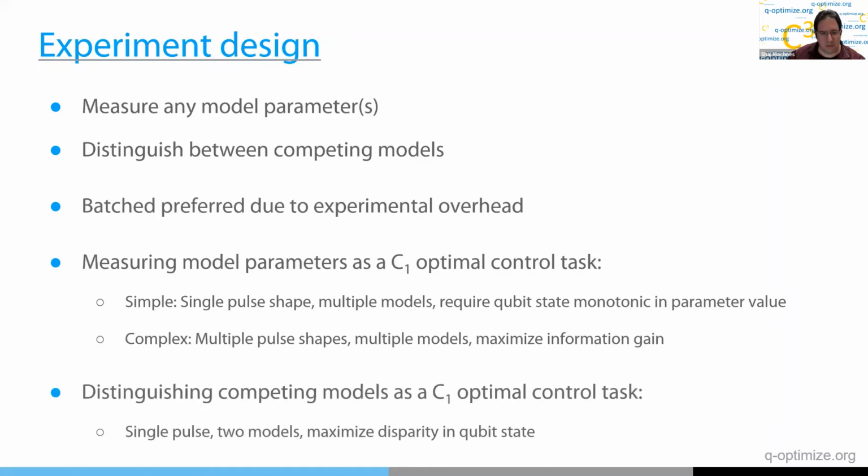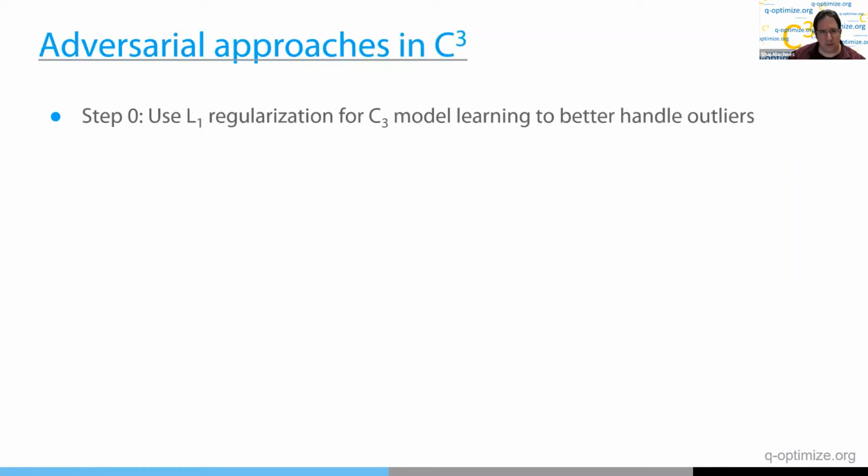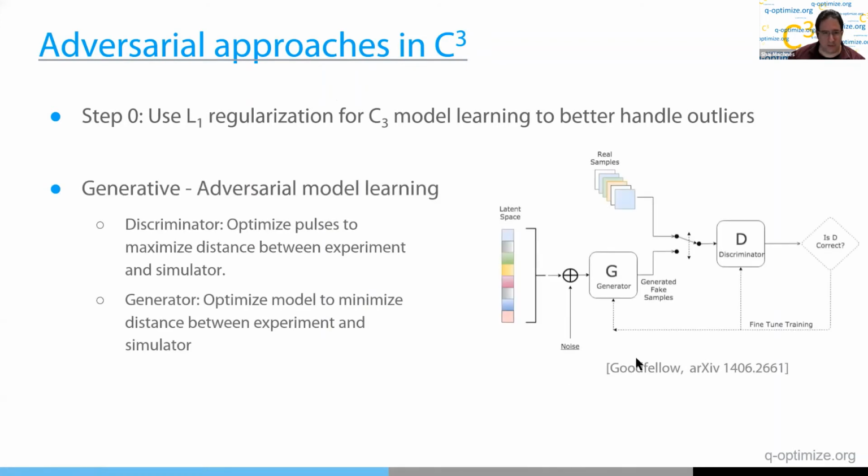And distinguishing between competing models is actually quite simple. You're looking for a single pulse where, for two models, it'll give very different results. So this is, again, just a C1 optimal control task. You could then do stuff like adversarial approaches. The first thing that we haven't done yet, but we're doing now, is switch from L2 to L1 regularization for model learning, because if you're trying to match experimental data, you're going to have outliers.